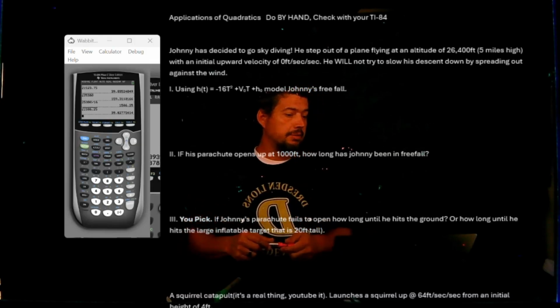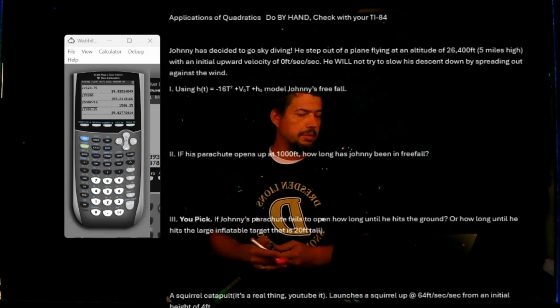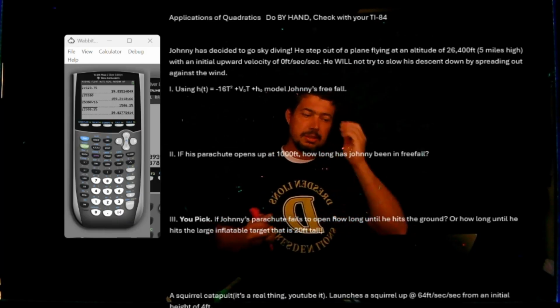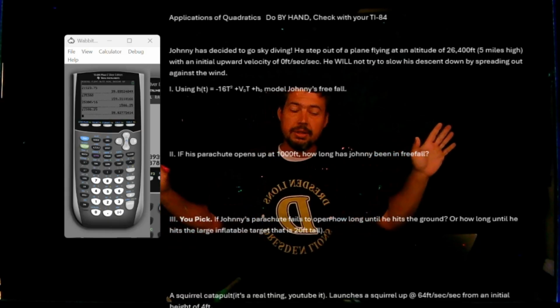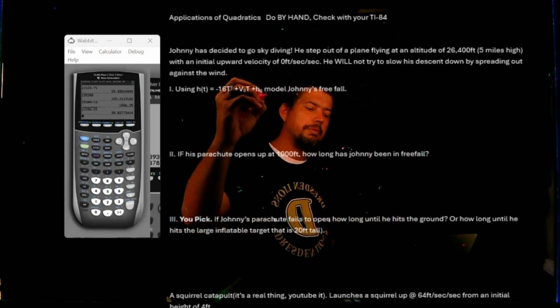Johnny has decided to go skydiving. He steps out of a plane and is now flying at an altitude of 26,400 feet. With an initial upward velocity of 0, he will not try to slow down his descent by spreading his arms out against the wind and creating drag. Part 1 is just a model, so you're writing this equation.